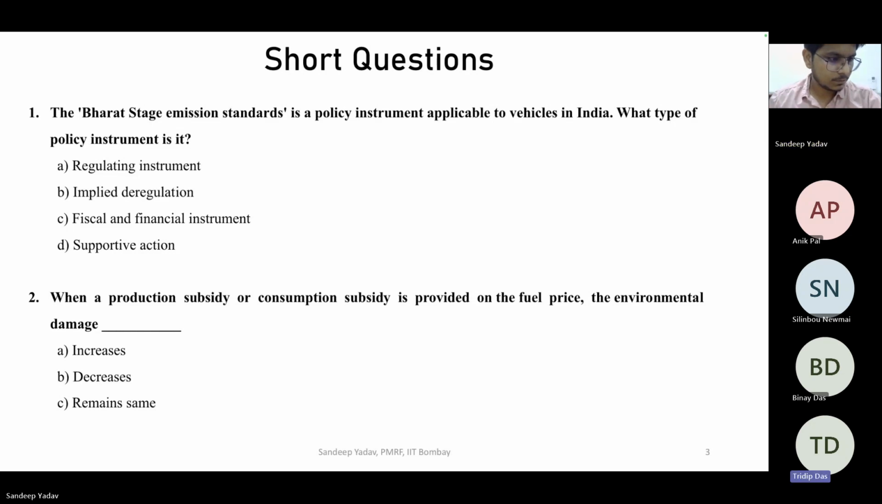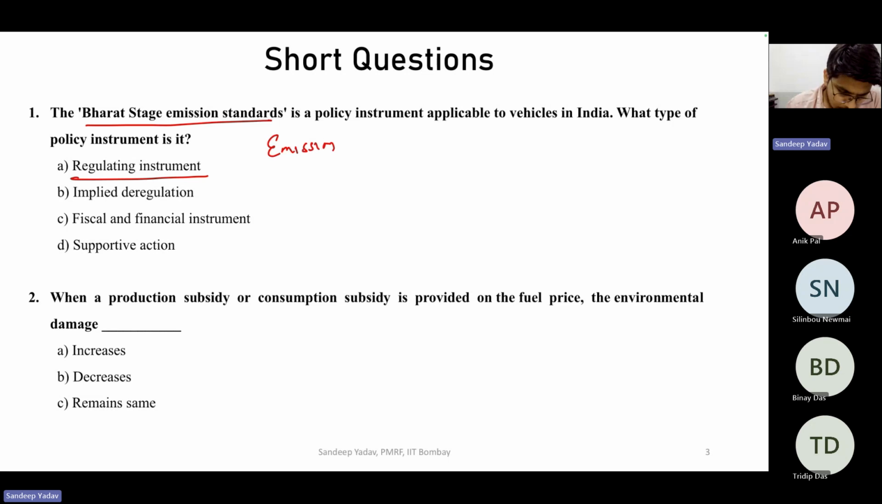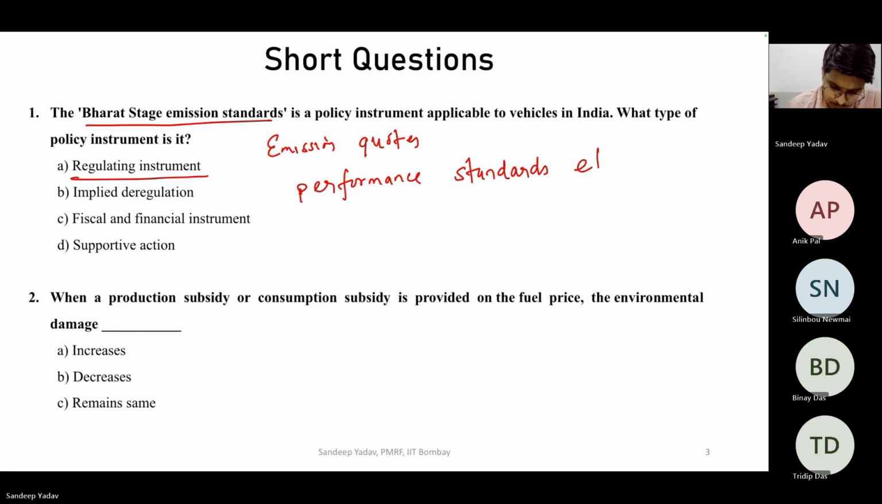Let's see the chat box. Since it is emission standards, emission codes, performance standards, etc. related to this are regulating instruments.